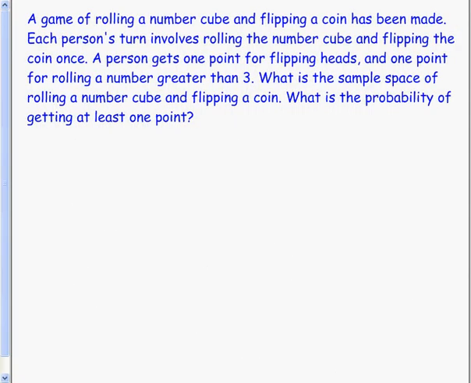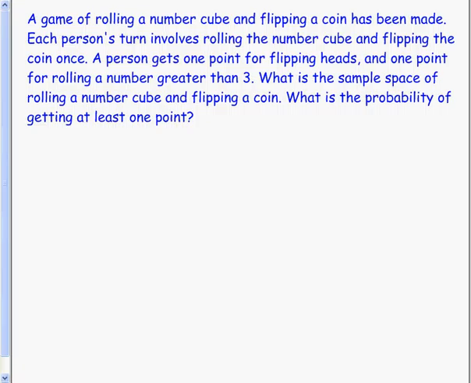So the next option is the game of rolling a number cube and flipping a coin has been made. Each person's turn involves rolling the number cube and flipping a coin once. Person gets 1 point for flipping heads and 1 point for rolling a number greater than 3. What is the sample space of rolling a number cube and flipping a coin? So we're going to do that first. Sample space. Then we're going to find what is the probability of getting at least 1 point.